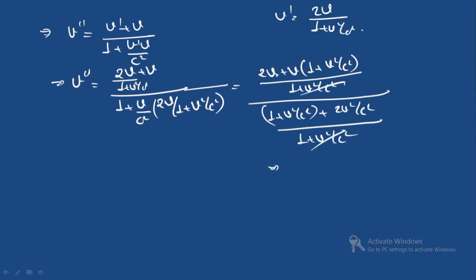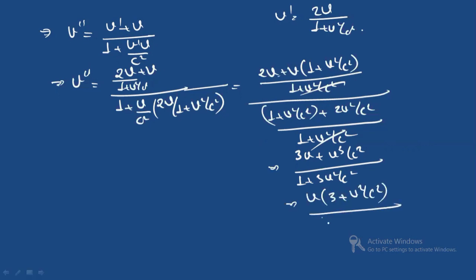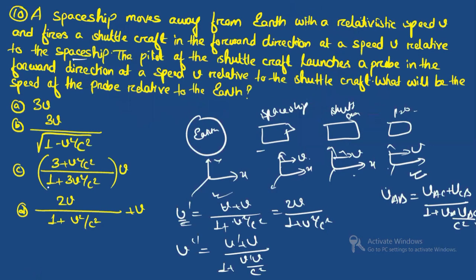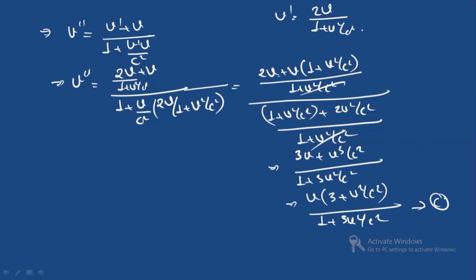And here you will get 2V and V, giving 3V plus V cube by C square, and in the denominator 1 plus 3V square by C square. Right? Now if you take V common from the numerator, you will have V times 3 plus V square by C square, divided by 1 plus 3V square by C square. So you can see the correct option. It is option C. Clear? You just have to put the values.